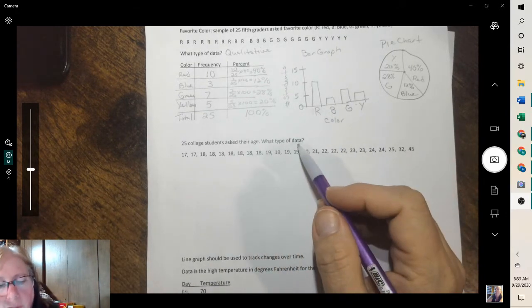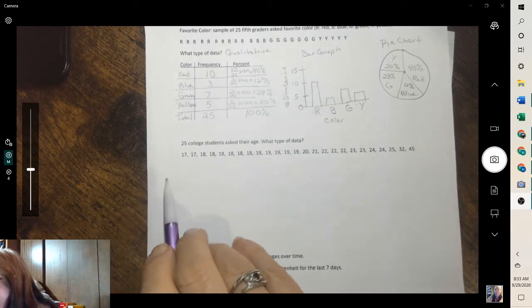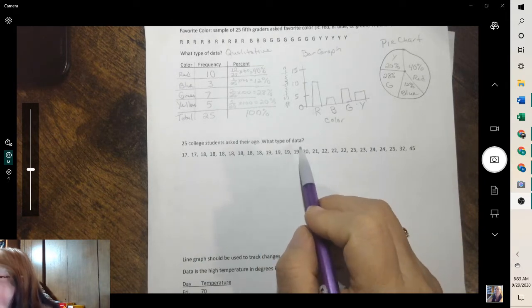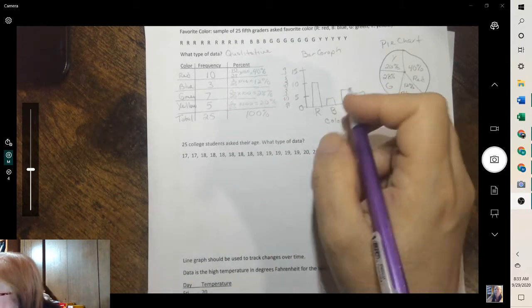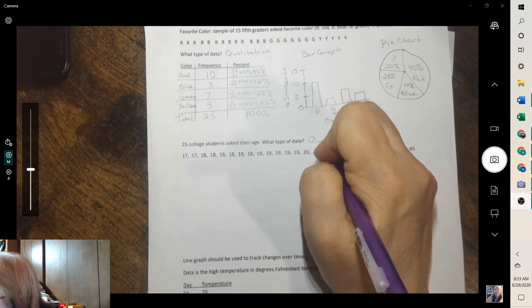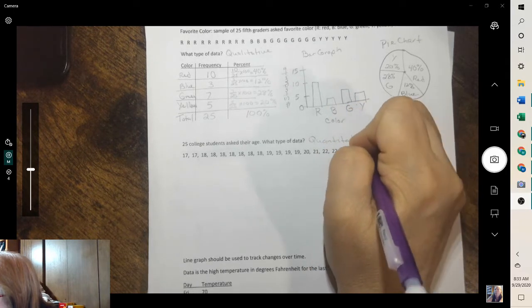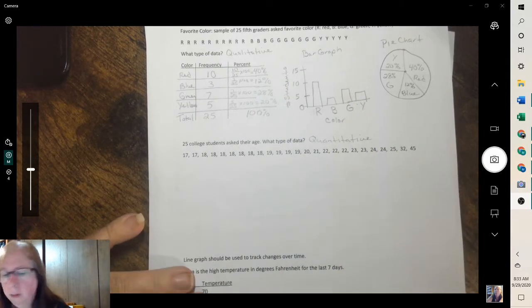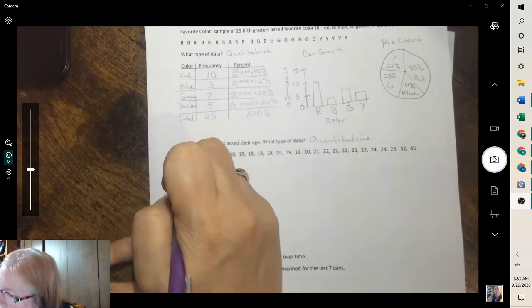25 college students were asked their age. What type of data? Okay, it's numerical value. Finding an average age would make sense, so it's quantitative data. Okay, let's make a histogram.